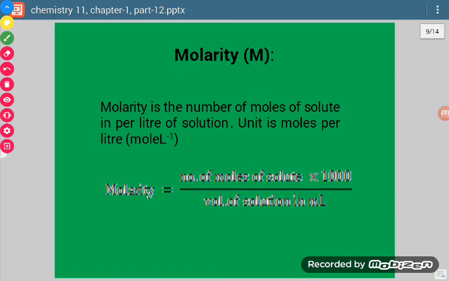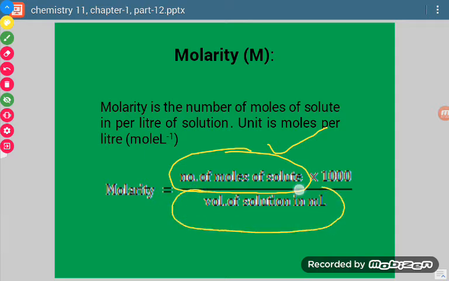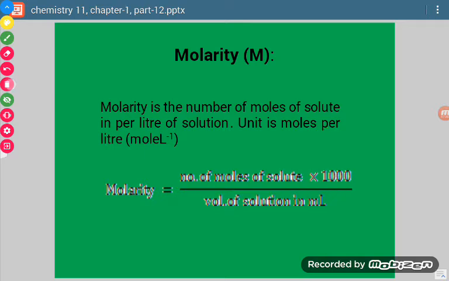Now similarly, next is molarity. Molarity is the number of moles of the solute dissolved per liter of the solution. Now how to calculate the number of moles? This we studied in the last session. If we are given mass, then mass is to be divided by molecular mass and then we will get the number of moles. The number of moles will be divided by volume of solution in ml, multiplied by 1000.